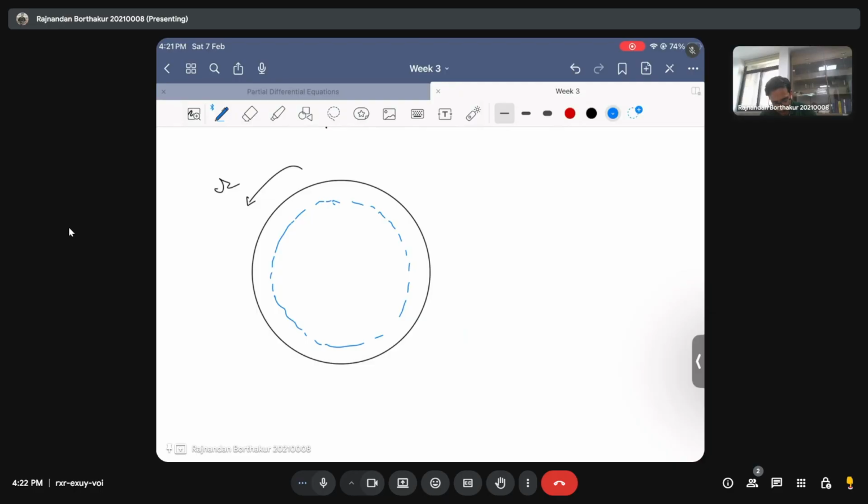Okay, and at any point, if I draw the tangent, this will give me the direction of u_theta, and I know that this is equal to omega times r. So this is what the streamlines would look like at any point.